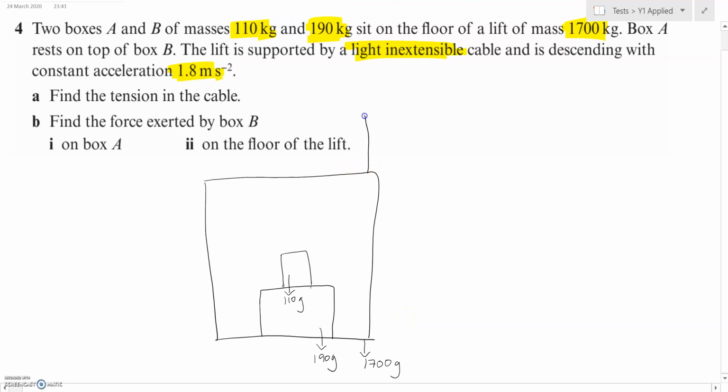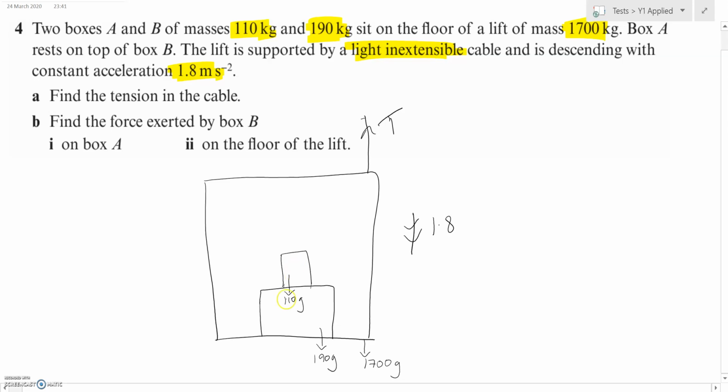It's connected by a cable, so there's going to be a tension in the cable. Let's just make that look like a T. And it's descending with a constant acceleration of 1.8 meters per second squared. And we also need to put some other forces on.